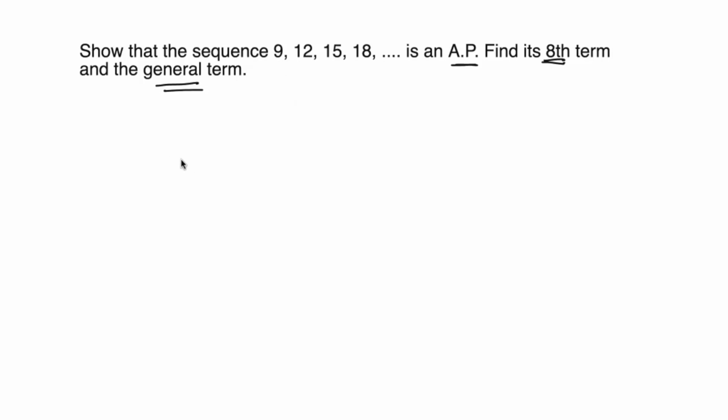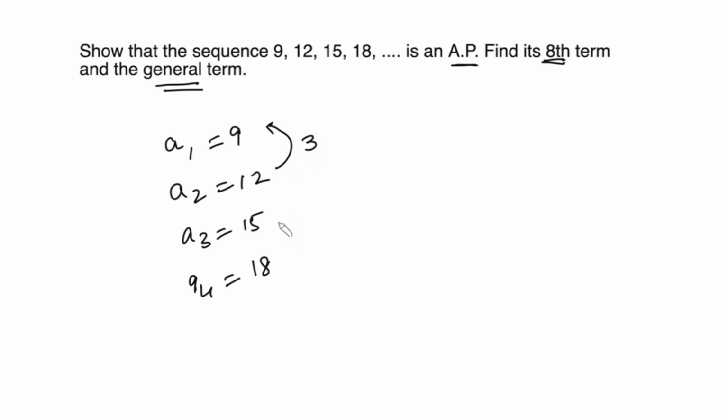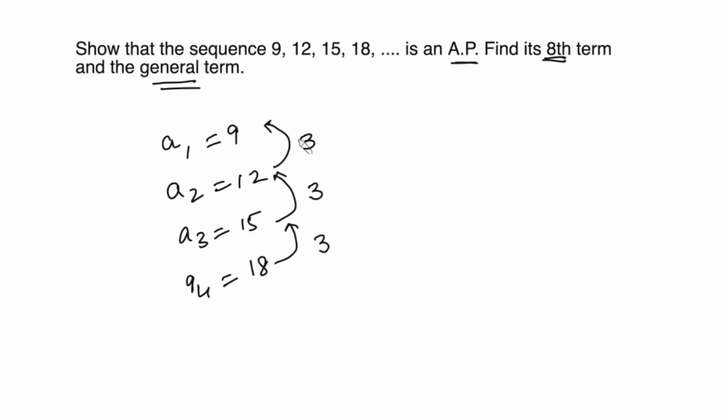If you observe here, we see that the first term is 9, the second term is 12, the third term is 15, the fourth term is 18. The difference of the second term and the first term is 3. The difference of the third term and the second term is also 3. The difference of the fourth term and the third term is also 3. So here the terms increase by a fixed number, which is 3. Therefore, this is an AP.